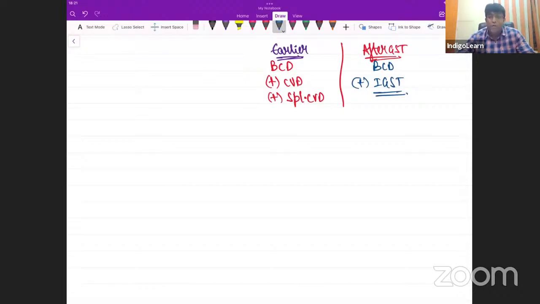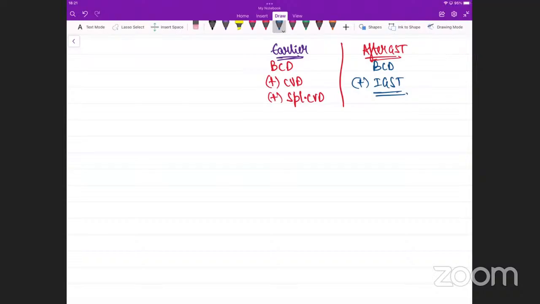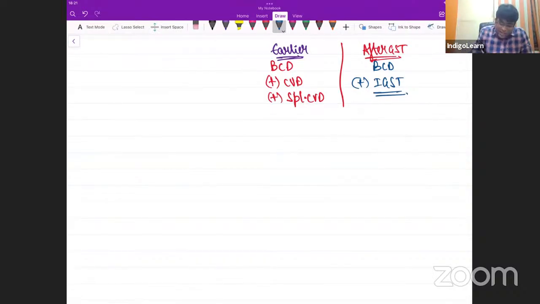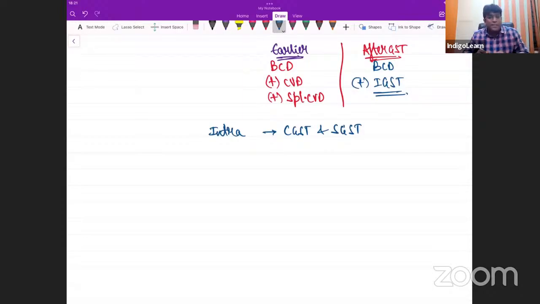Under GST law, we do not use the words purchase of goods, sale of goods, providing service, rendering service. We only use one word known as supply. In this supply, there are two types of supply: intrastate supply and interstate supply. In case of intrastate supply, we charge CGST and SGST. CGST part central will take, SGST part state will take.